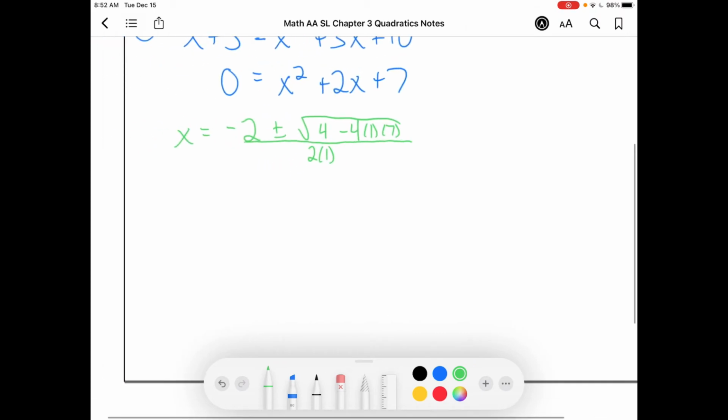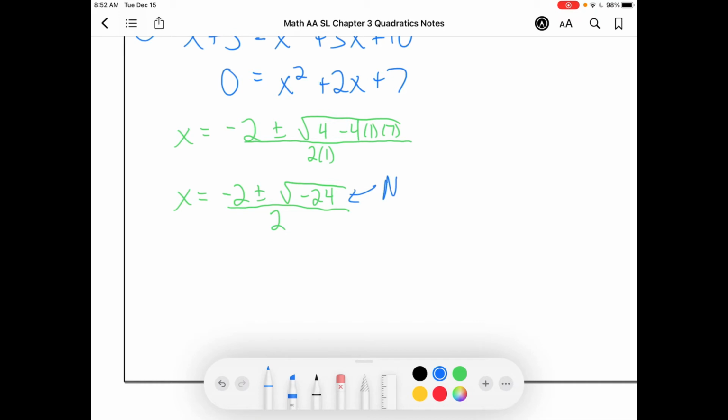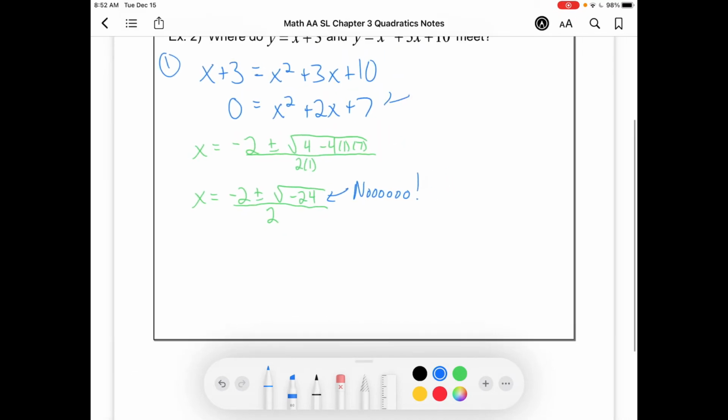Okay, let's check out what happens here. So I'd have negative 2 plus or minus the square root of 4 minus 28, so negative 24, all over 2. Okay. Oh no. Look at this. No. That's not okay. Not a real number. So this equation that we tried to solve over here has no real solutions.